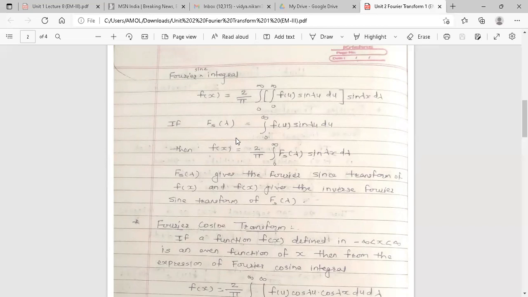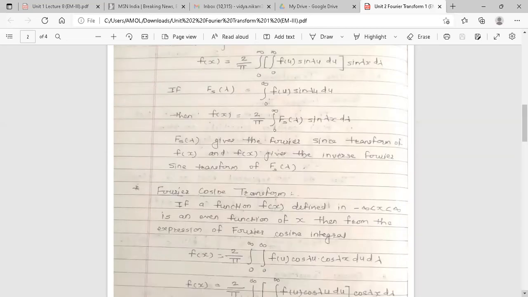Then the inverse Fourier sine transform is given by the formula f of x is equal to 2 upon pi integration from 0 to infinity of Fs lambda into sine lambda x d lambda. Means to find the inverse Fourier sine transform, we require the Fourier sine transform, and then we can find its inverse. See here, Fs lambda gives the Fourier sine transform of f of x, and f of x gives the inverse Fourier sine transform of Fs lambda. That suffix s is for sine transform. Okay, so these are the two results of Fourier sine transform and inverse Fourier sine transform.